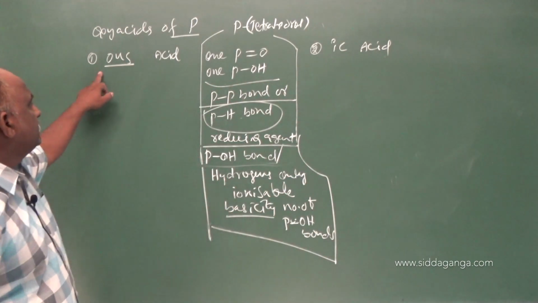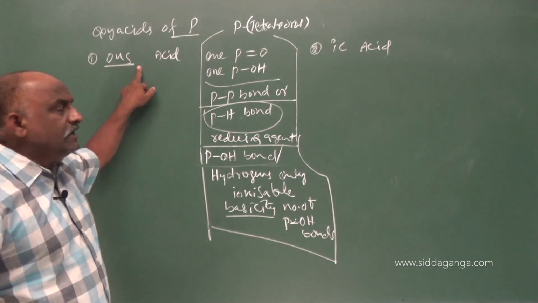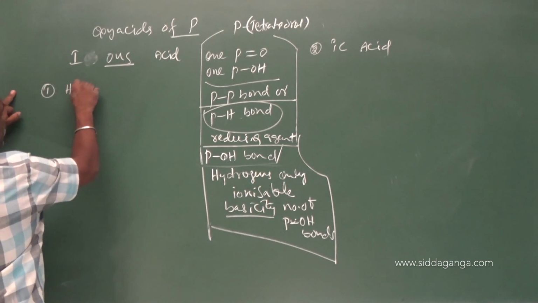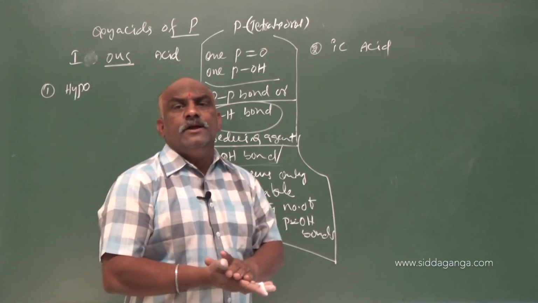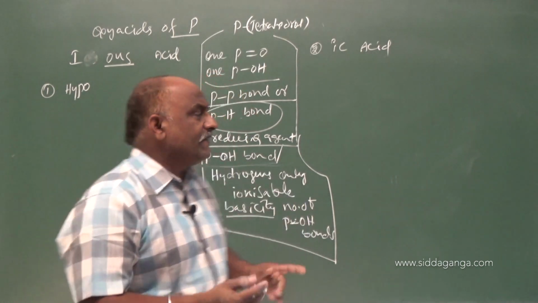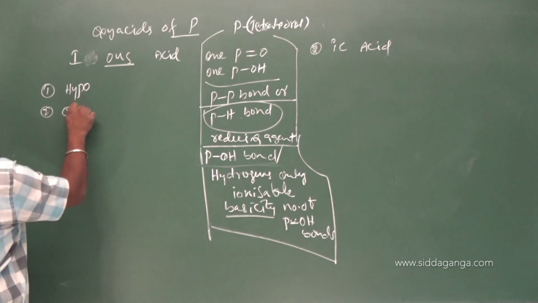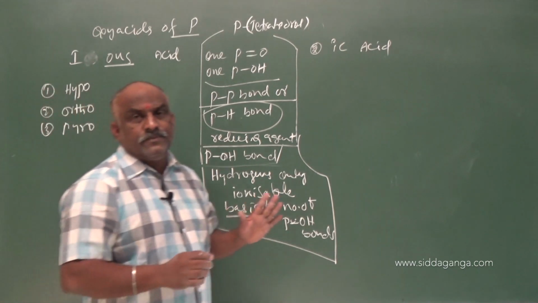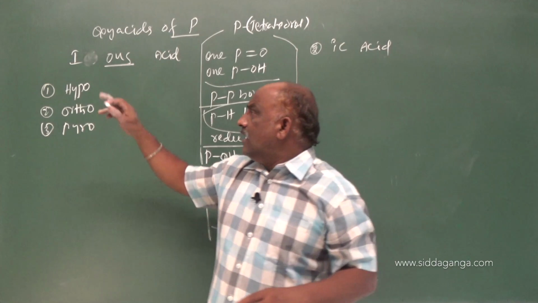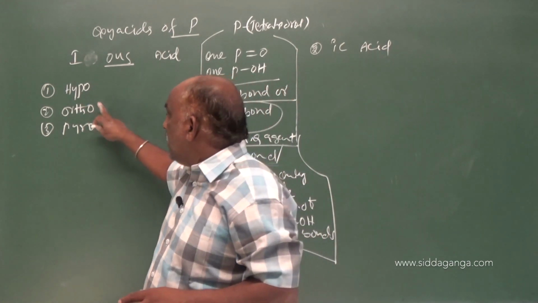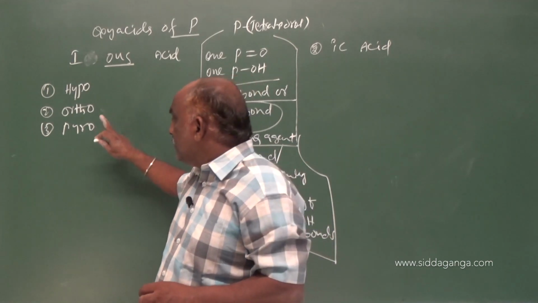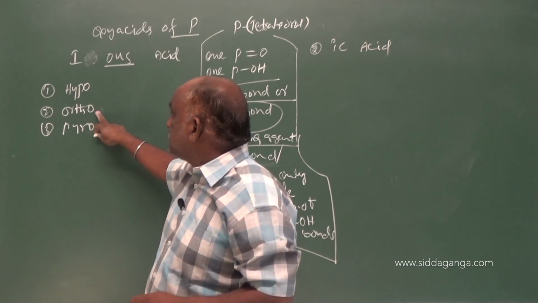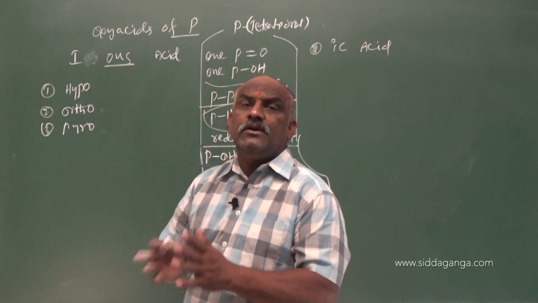So here the first series is called the ous acid series. In this one, first is hypophosphorus acid, second is orthophosphorus acid, third is pyrophosphorus acid. My dear students, make a note, these are very important. Hypophosphorus acid, orthophosphorus acid, pyrophosphorus acid. What are the molecular formulas?